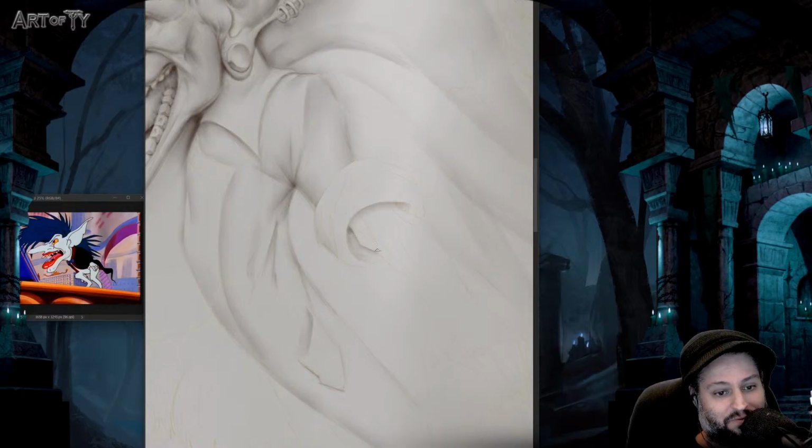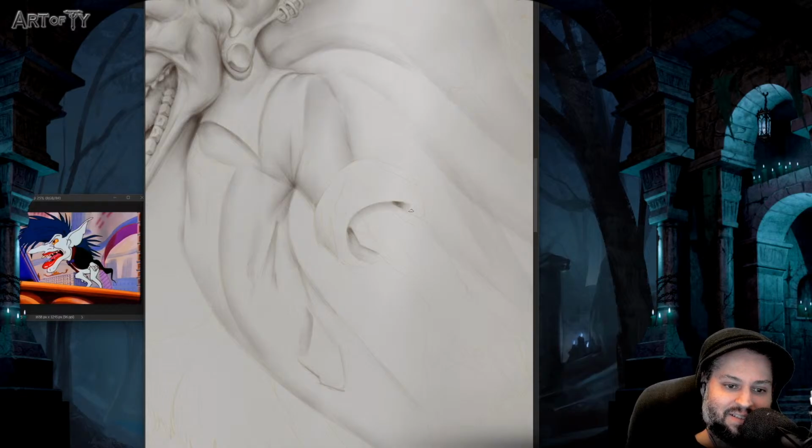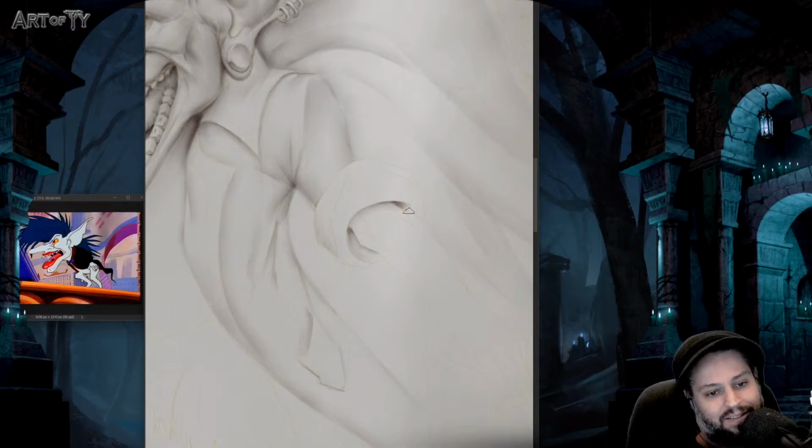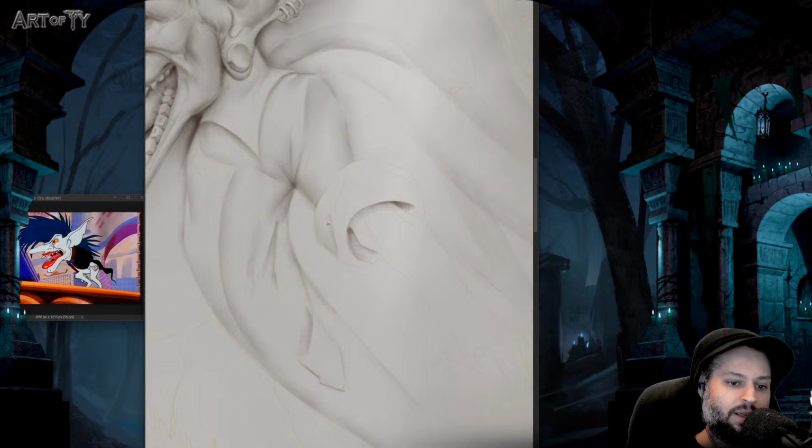Some shadows are very satisfying to put in place. Like that shadow from the sleeve there. It's just like, oh, it was calling out to me to put it in place since I drew it.